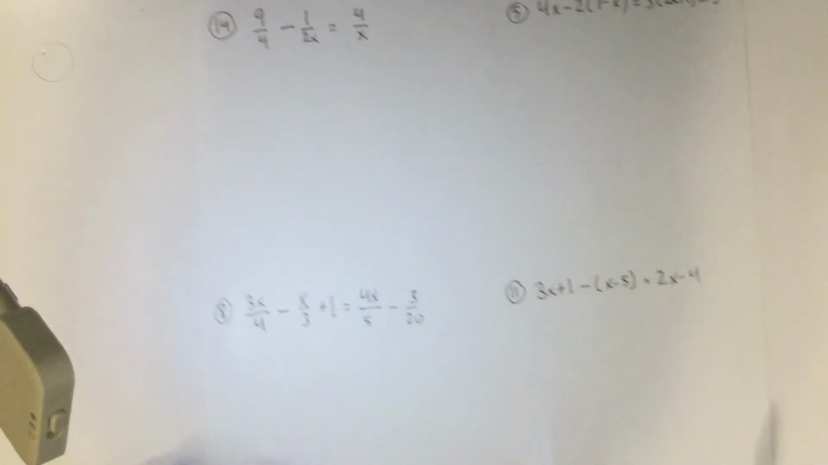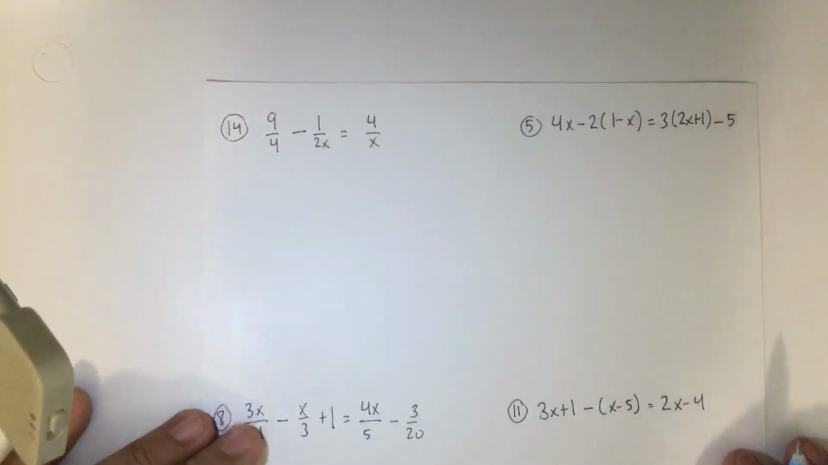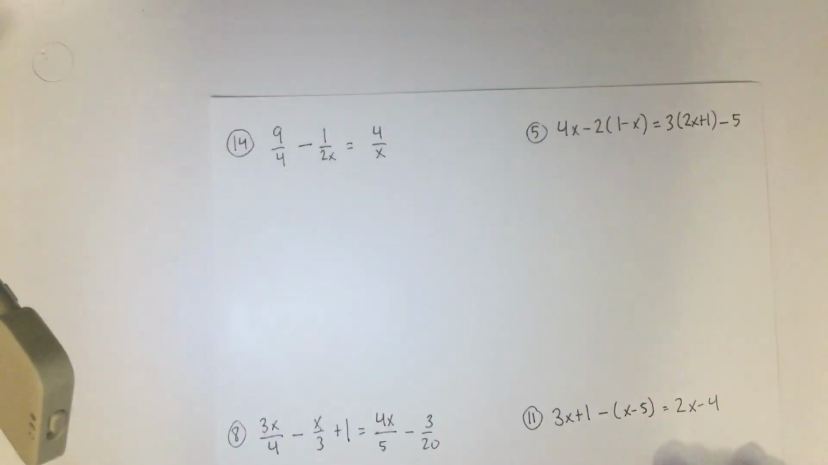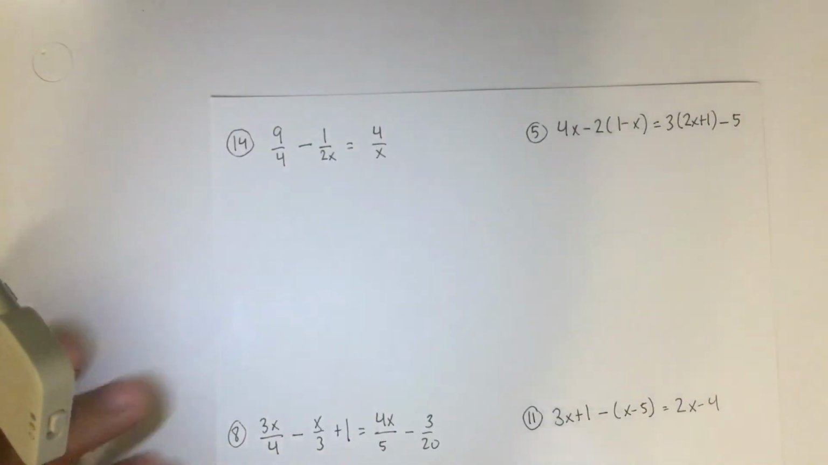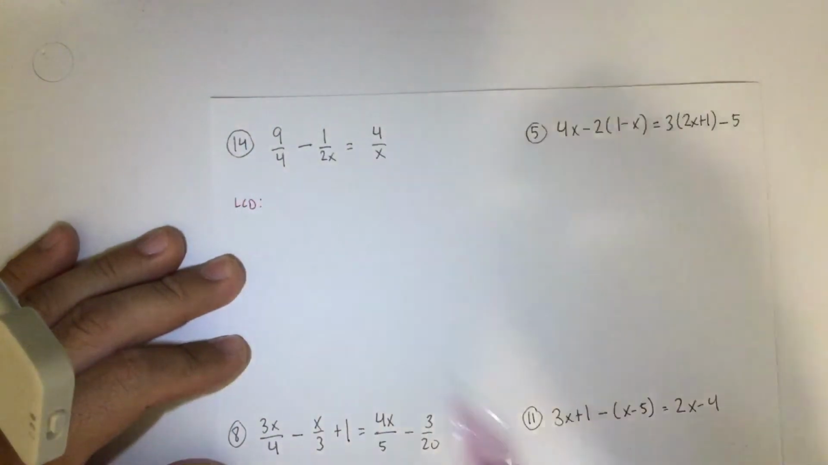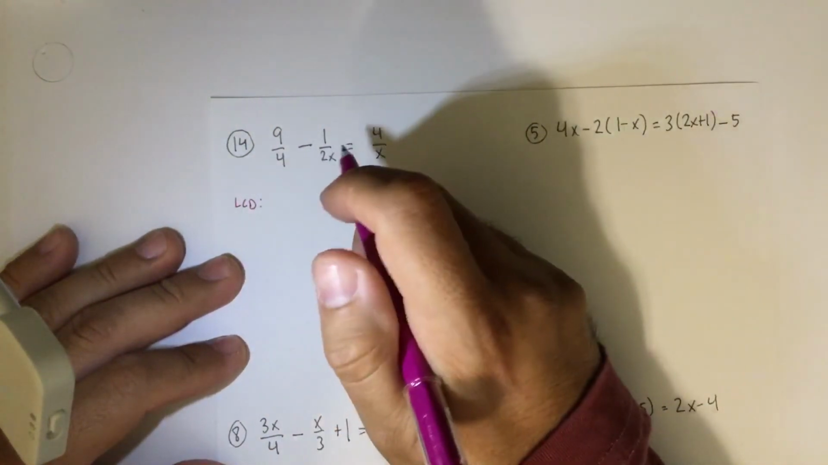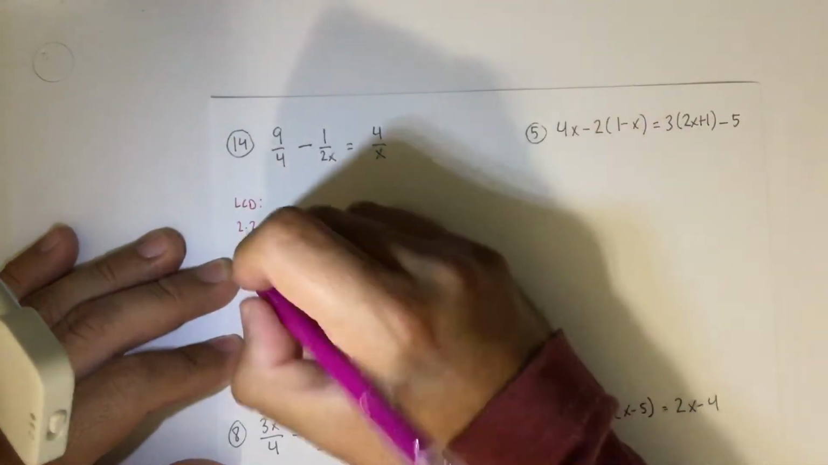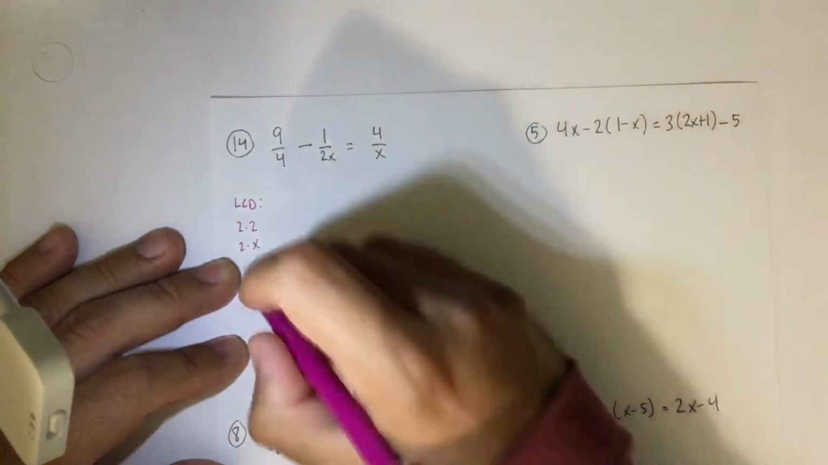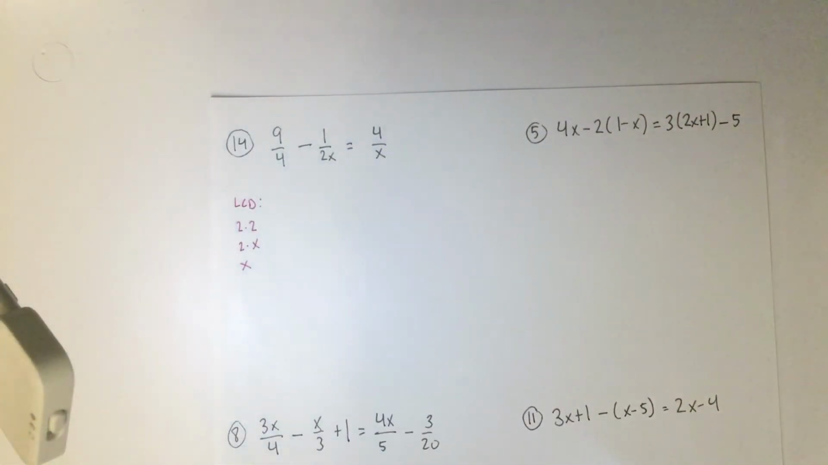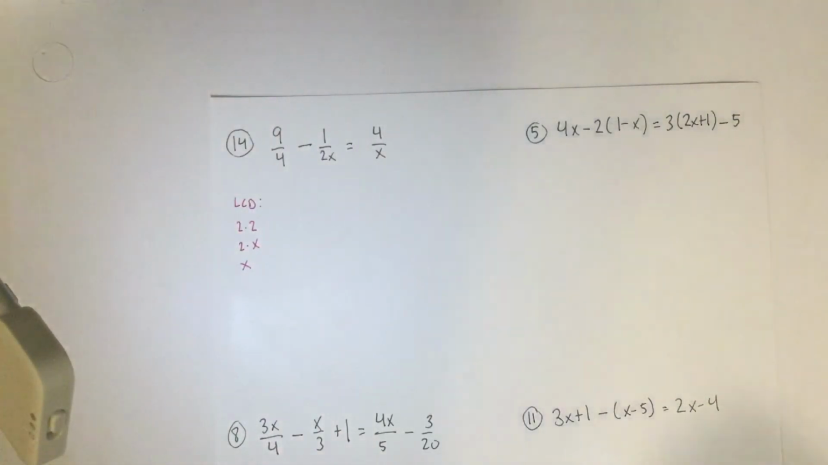Okay, so for number 14, again, we have an LCD here. And I'm looking at the terms. I see I have a 4, which can be broken down into the prime factors of 2 times 2. I have a 2x, which can be 2 times x, and then I have a single x, okay? So once again, I'm looking for what they have in common in at least 2 denominators.